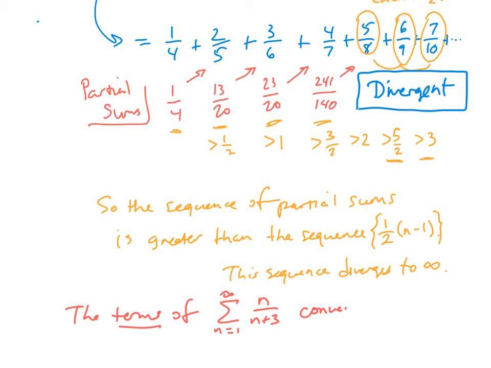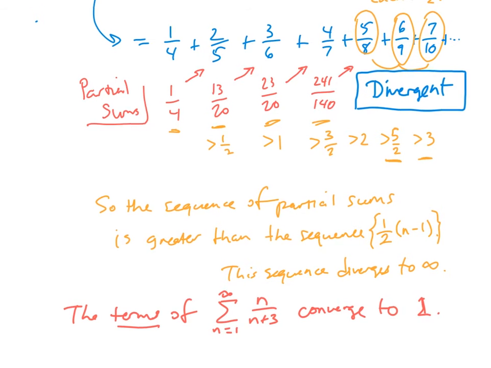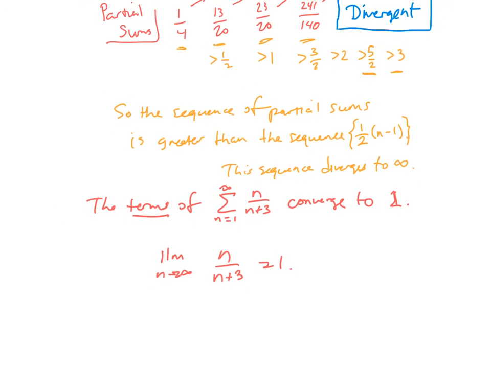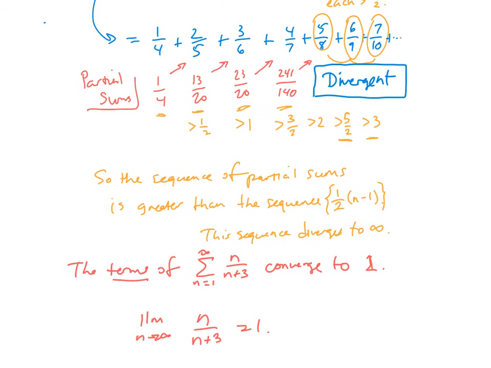converge to 1. Now, I'm not saying the series converges to 1. That's different. But the individual terms converge to 1. That's because the limit as n goes to infinity of n over n plus 3 is equal to 1. So what that means is that as I trundle along here and look at partial sums of this series, as time goes by, what's going on is I'm adding things that are getting closer and closer to 1.